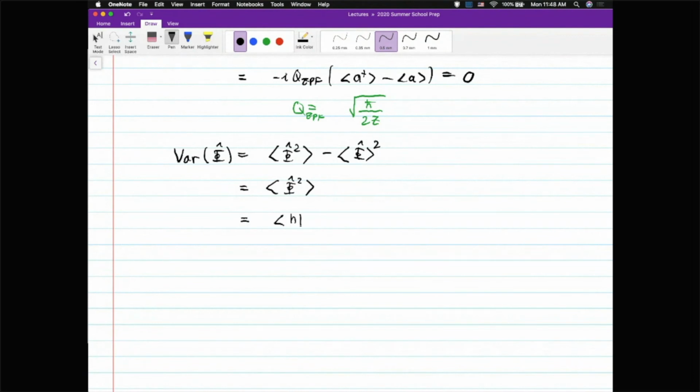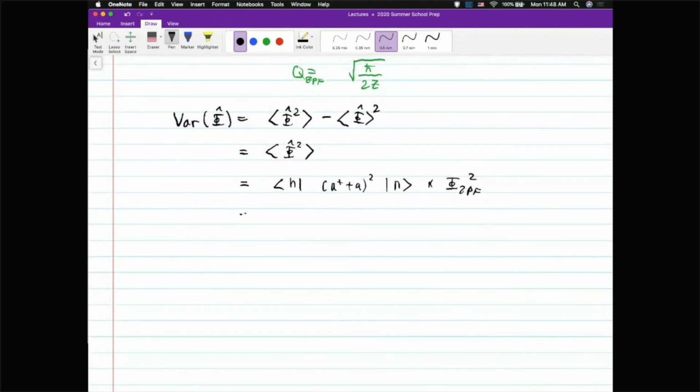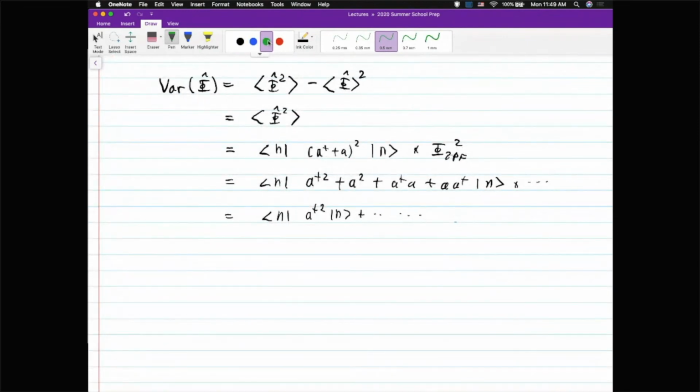Well, we can write this out as, say, n, and we have a dagger plus a, squared, sandwiched by n, times the zero-point fluctuation magnitude squared. Expanding, we can find that we have a dagger squared plus a squared plus a dagger a plus a a dagger applied on n times phi ZPF squared, which we can then again write out as n applied on a dagger squared plus dot dot dot. I'm not going to write all of them out because I just want to point out that this a dagger will turn this n into n plus 2 times some coefficient, but then sandwiched with n. So this term will be 0.